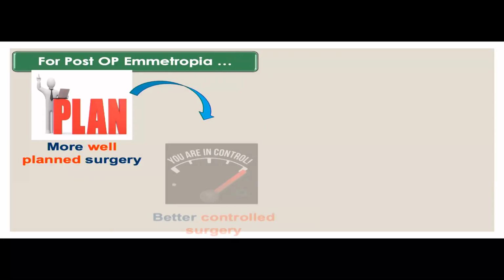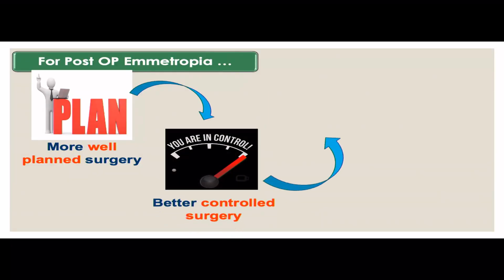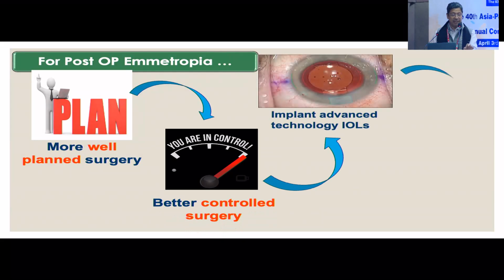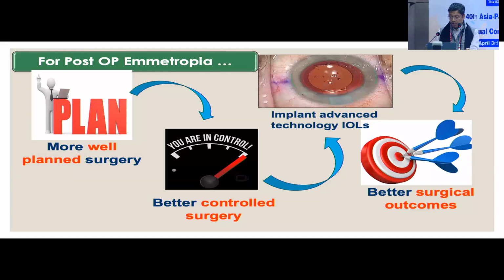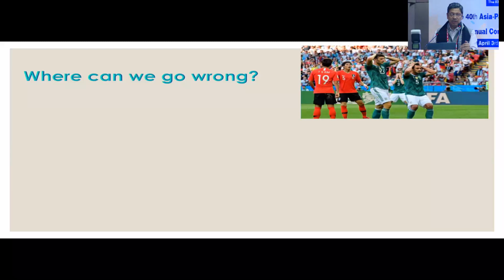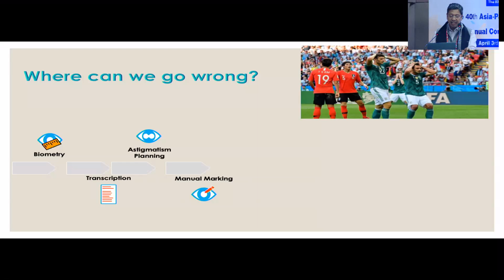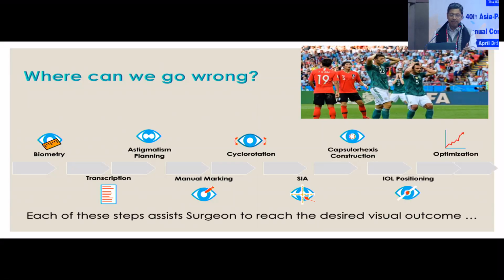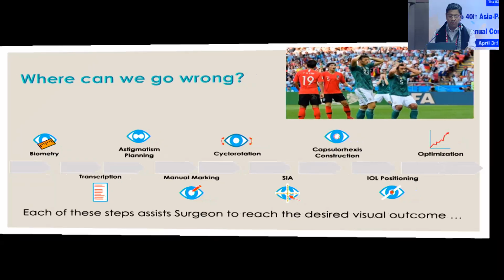So in that process, we need to actually plan our surgery well and execute the surgery in perfect order so that we come out with the best surgical outcome that we desire. We can go wrong at multiple places, starting from biometry to transcription error, planning of astigmatism and marking, and many other steps which each surgeon should look into to achieve the goal.